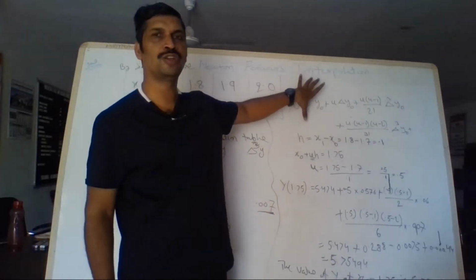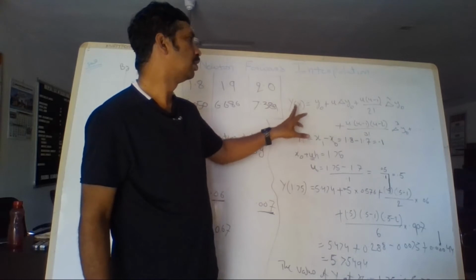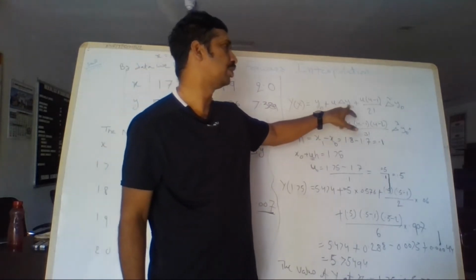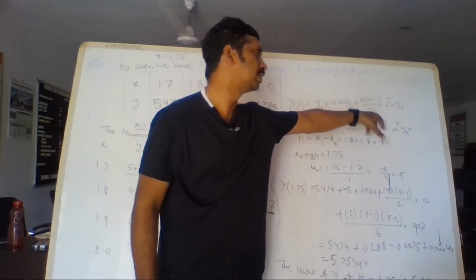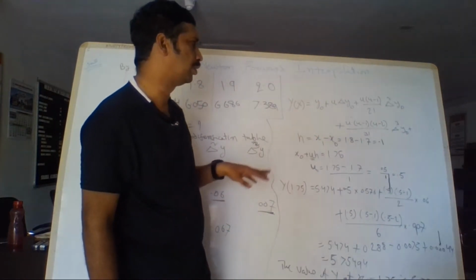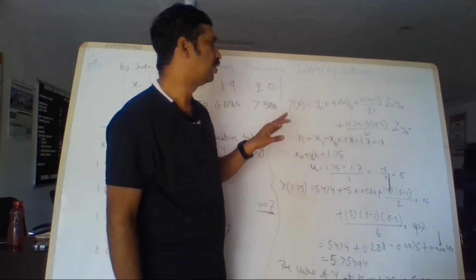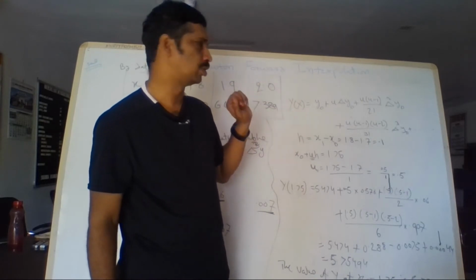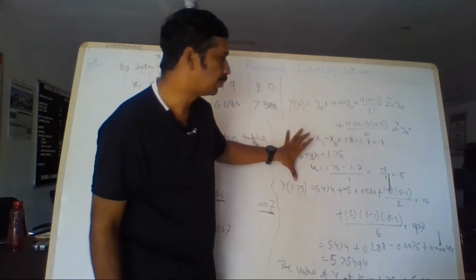Okay, the formula for Newton forward interpolation is this one. Y of x equals y naught plus u into delta y naught plus u into (u minus 1) by 2 factorial into delta square y naught plus u into (u minus 1) into (u minus 2) by 3 factorial delta cube y naught, and so on.